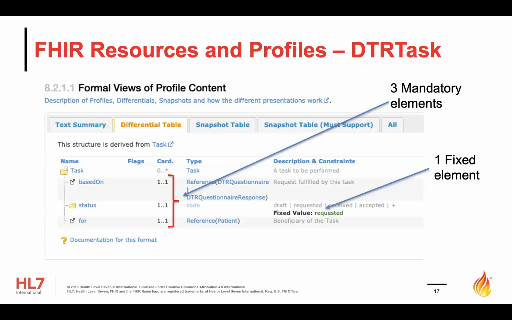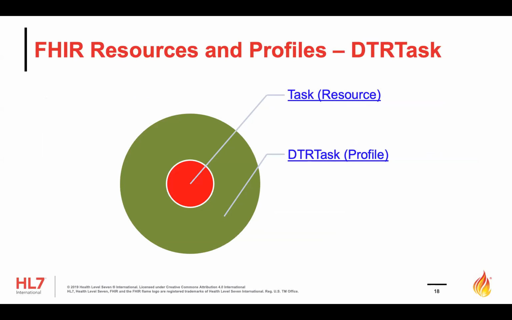And then the last profile that currently is used in DTR is task. So it's DTR task, and again, some mandatory elements. It does have 1 fixed element. And this graphic shows we've just simply profiled. So when we say profiling, for those who aren't as familiar with FHIR, it's kind of like setting constraints on a current data structure, if you will.